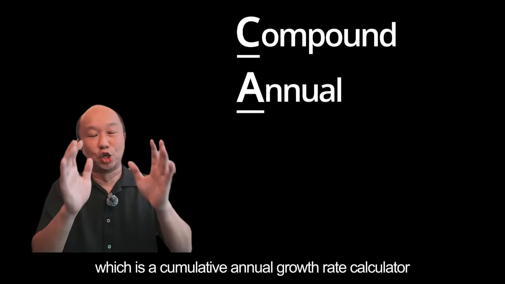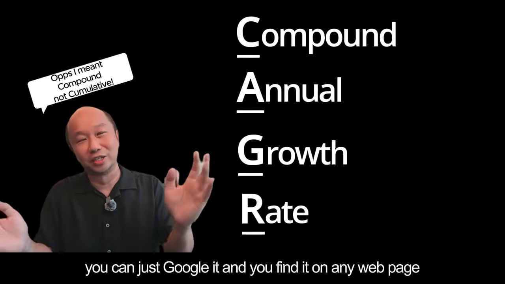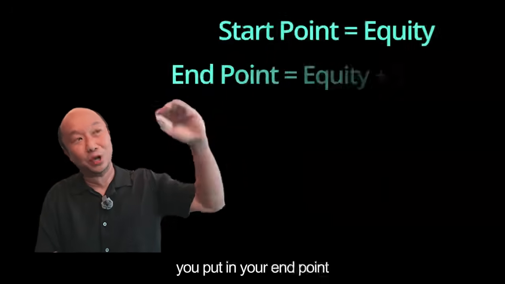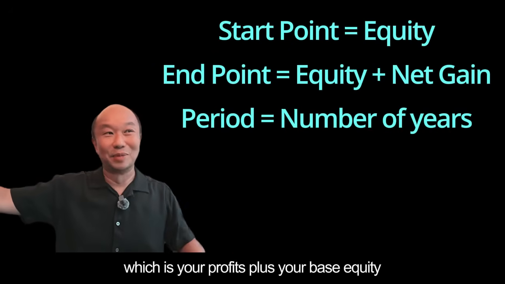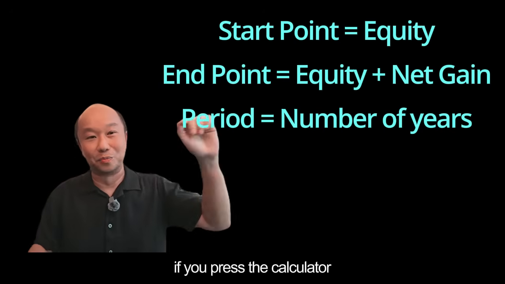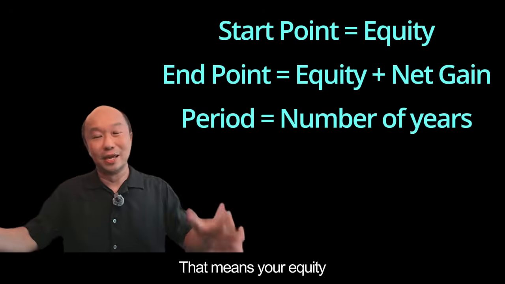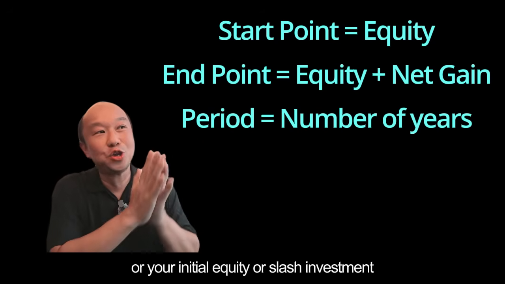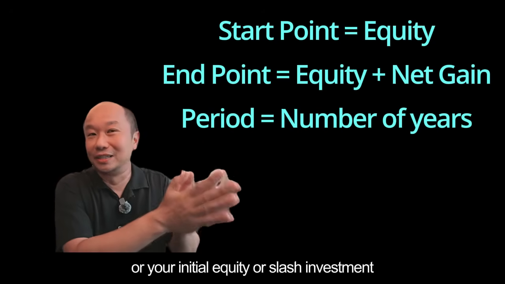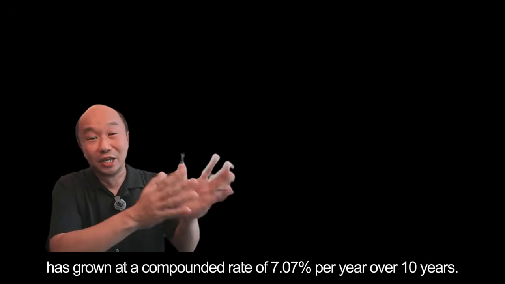If you use a CAGR calculator, which is a compound annual growth rate calculator, you can just Google it and find it on any web page. You put in your starting point 500, you put in your end point, which is your profits plus your base equity, 500 plus 500, 1 million, over a period of 10 years. If you press the calculator, you'll come up with a figure of 7.07%. That means your initial equity investment has grown at a compounded rate of 7.07% per year over 10 years. Now, why is this figure important?